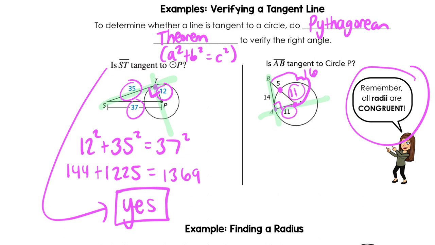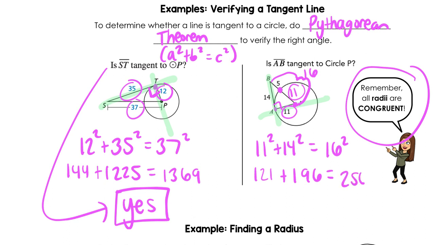But so then we're going to plug into the Pythagorean theorem again to see if a squared plus b squared does in fact equal c squared. So 11 and 14 are the legs, and then the segment that would be the hypotenuse is 16. So we're seeing if that's true. 11 squared is 121. 14 squared is 196. 16 squared is 256. So we're just seeing if that's true. That's definitely not true. 121 plus 196 is 317. Does not equal 256. So this is a no.